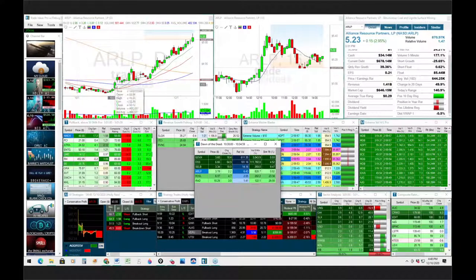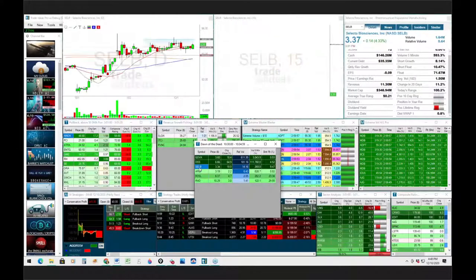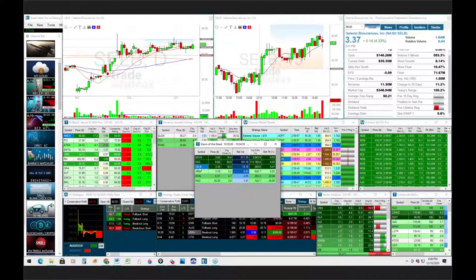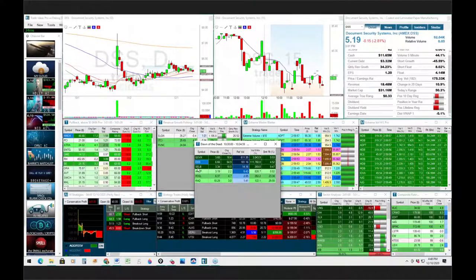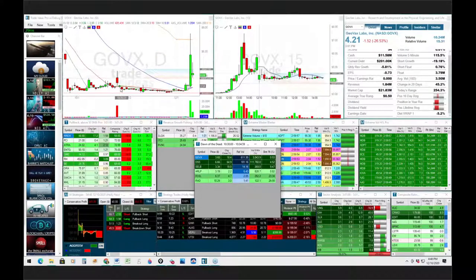ARLLP 26 would have been this day right there. Once again, sideways, look at that subsequent move. So definitely some stuff in there, some good ones. That's kind of a mess there. I'm not sure what's going on with this document security. That kind of got nasty. I'm not sure what's going on there. GovX. You had to sit a long time, but you got your move yesterday.